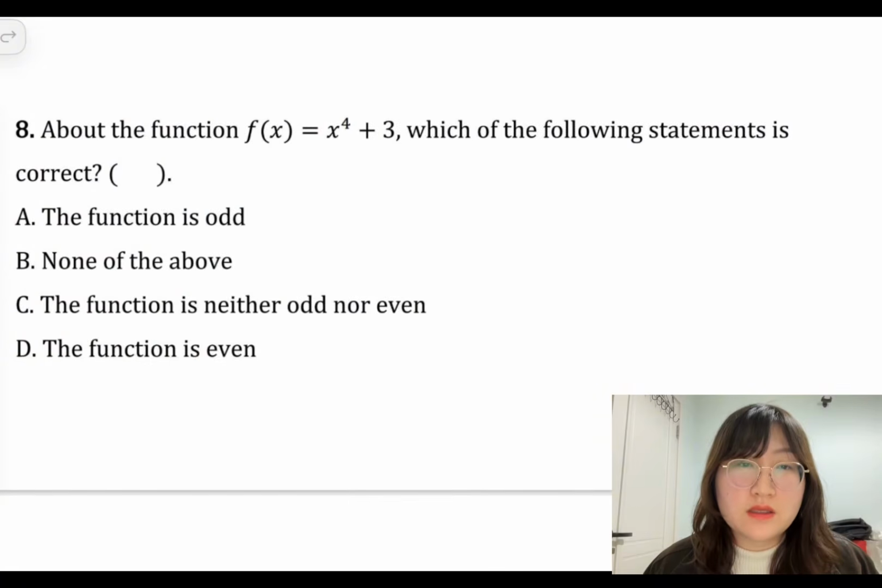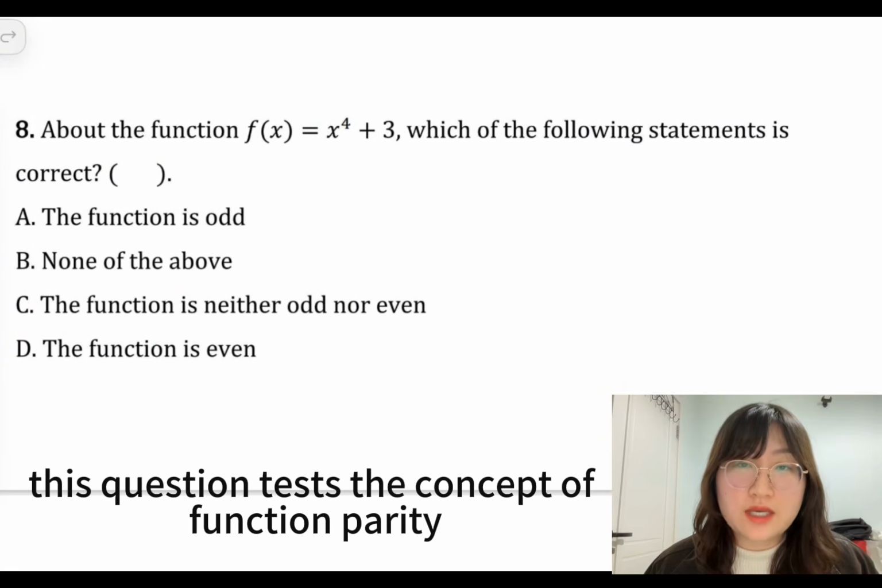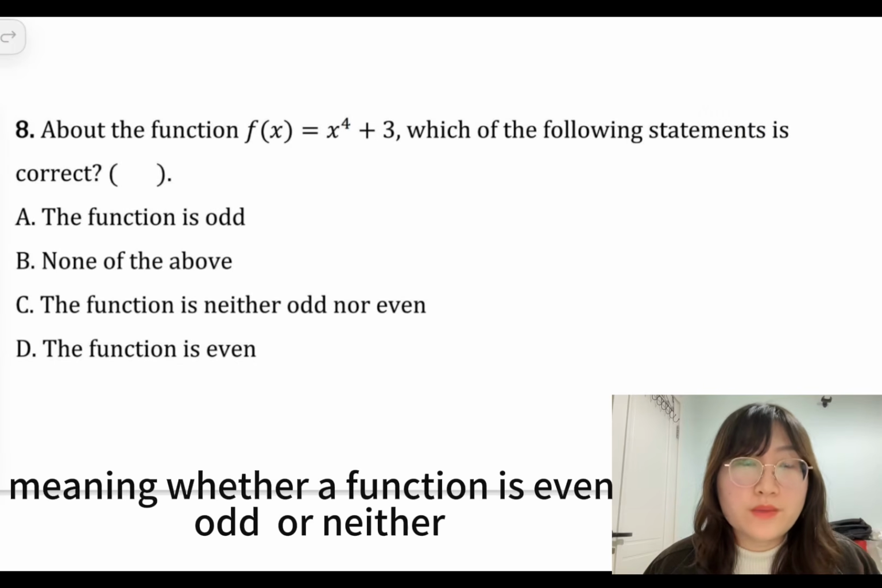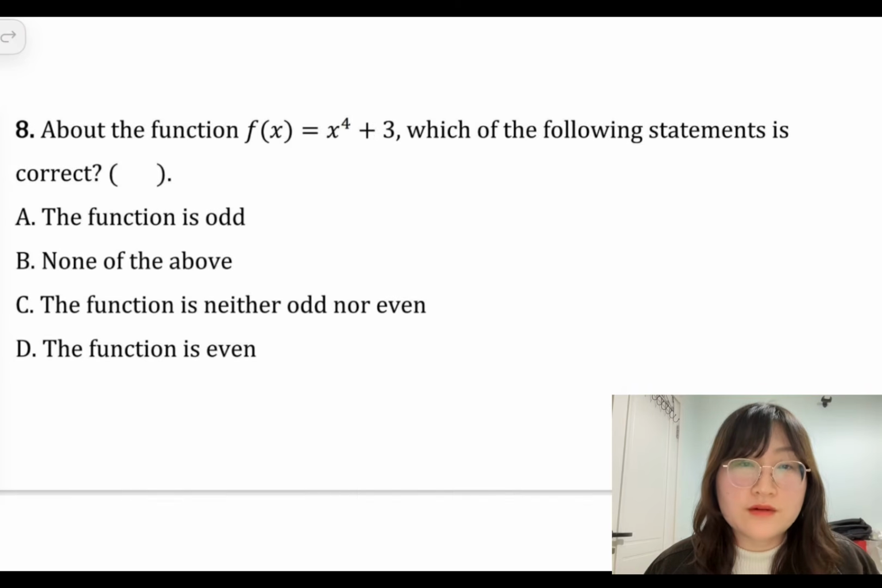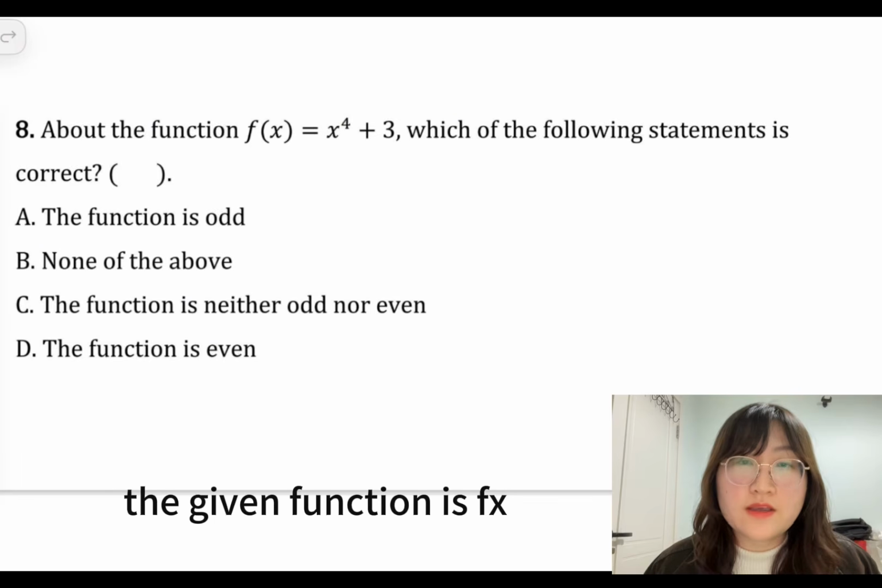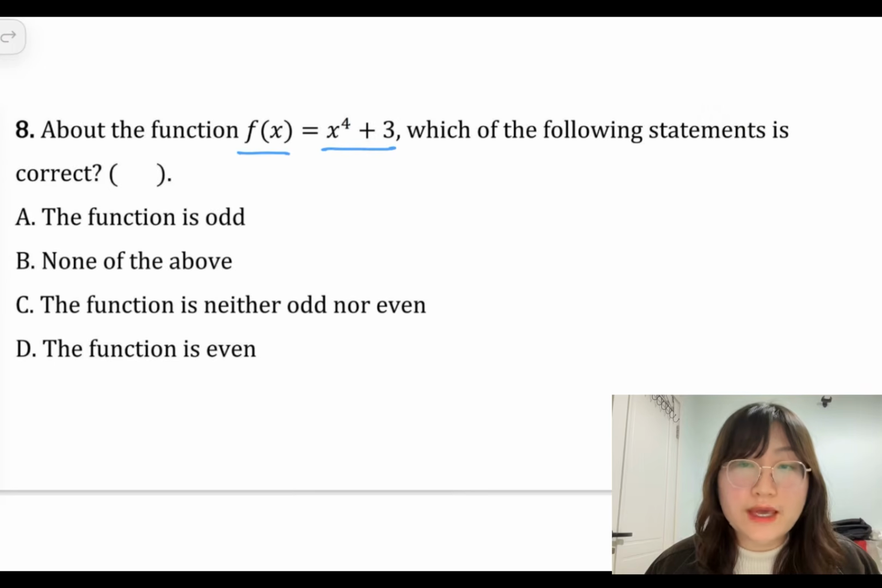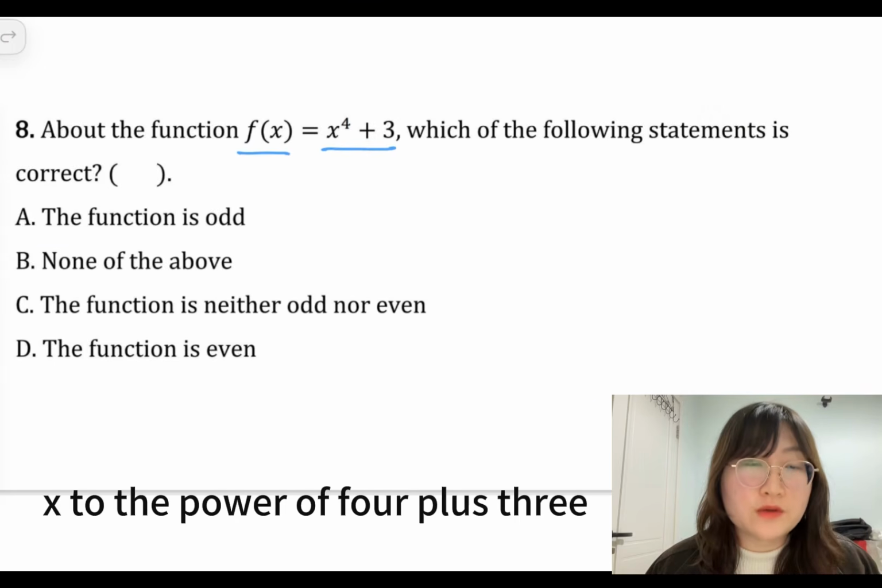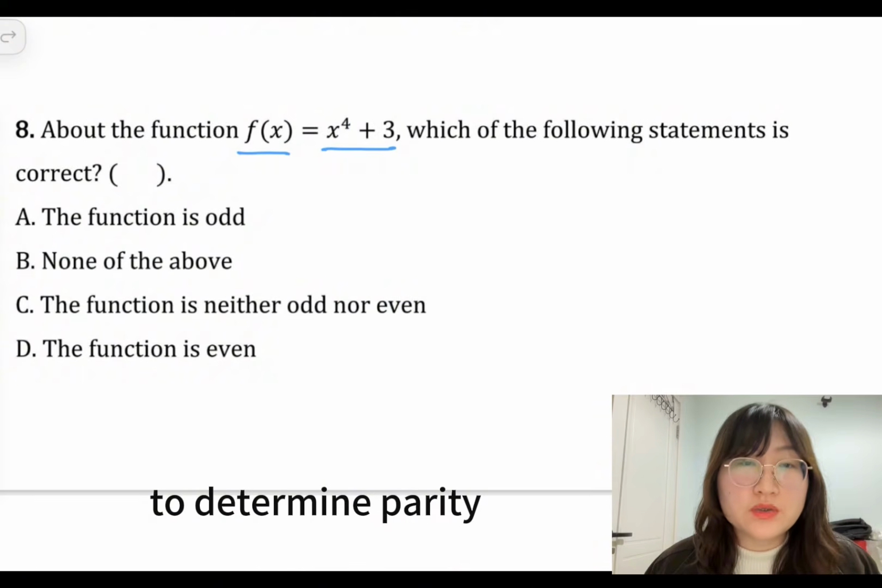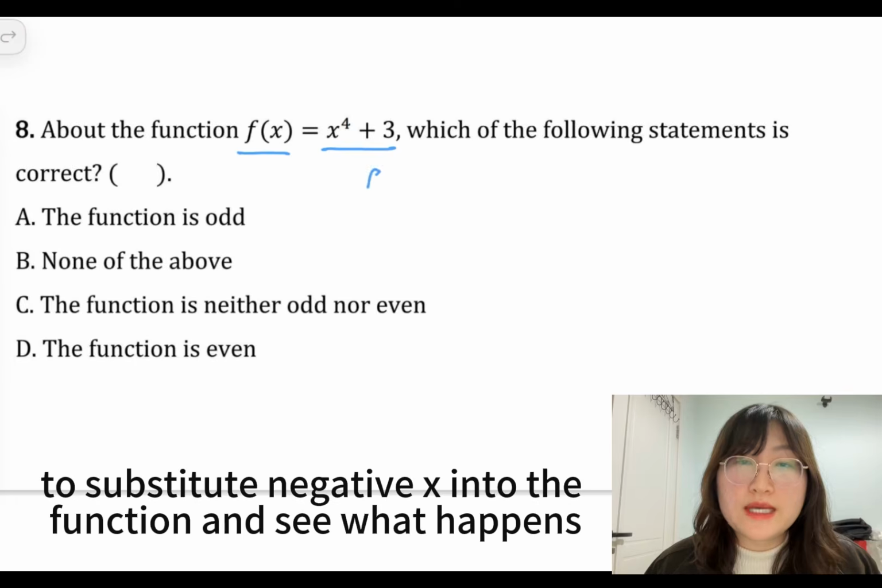Question 8. This question tests the concept of function parity, meaning whether a function is even, odd, or neither. The given function is f(x) equals x to the power of 4 plus 3. To determine parity, we substitute negative x into the function and see what happens.